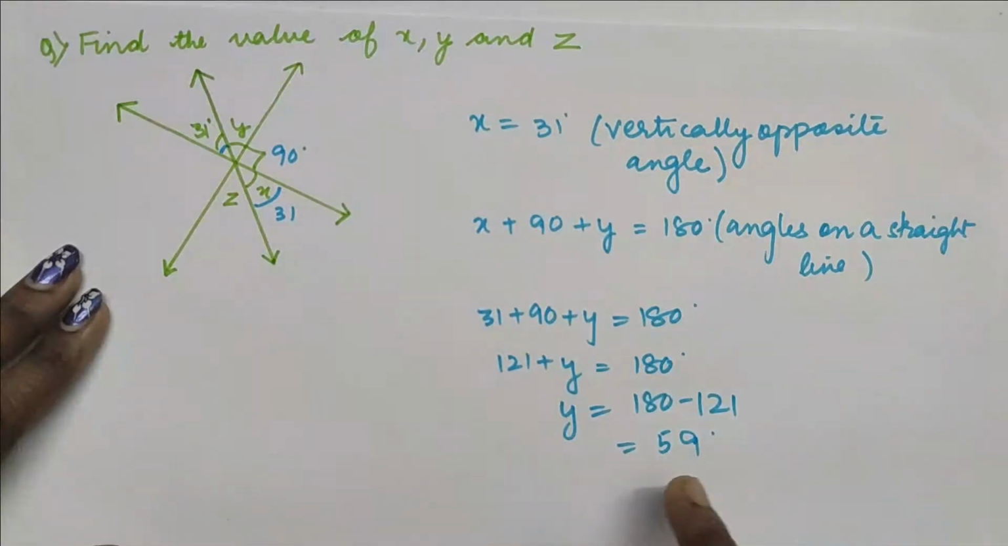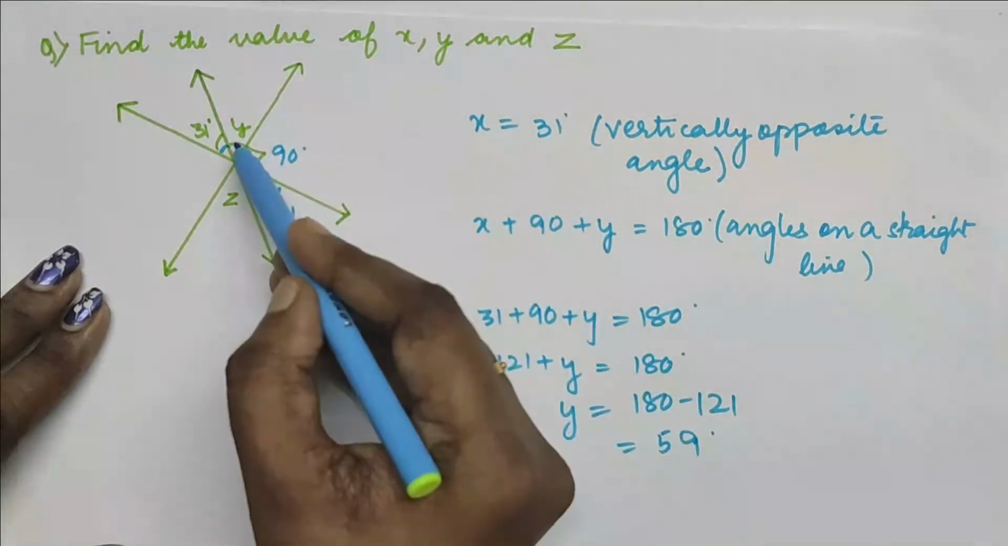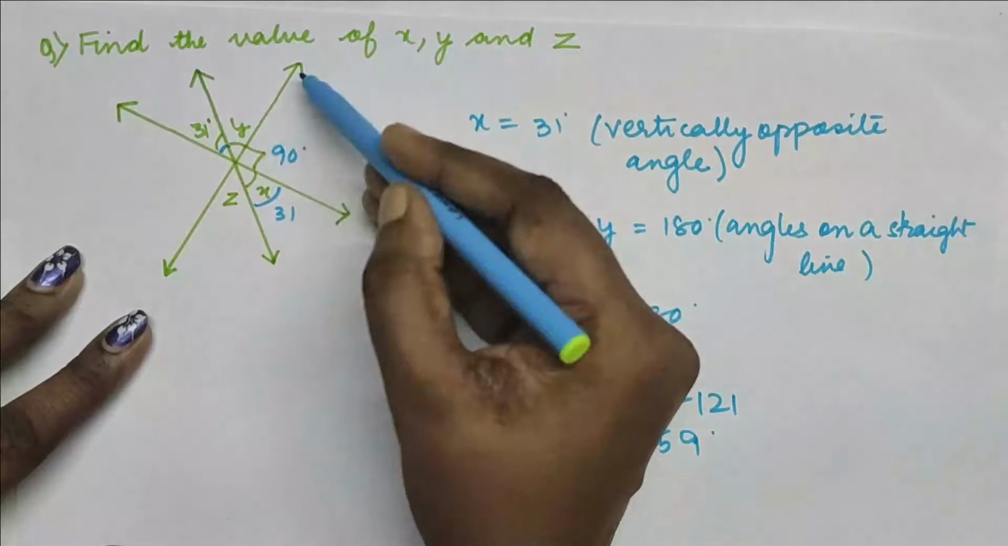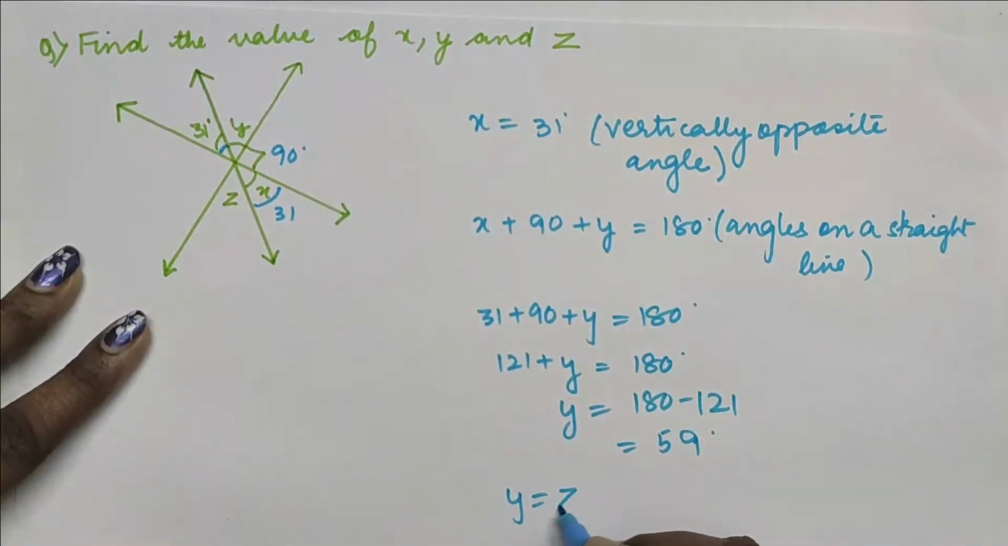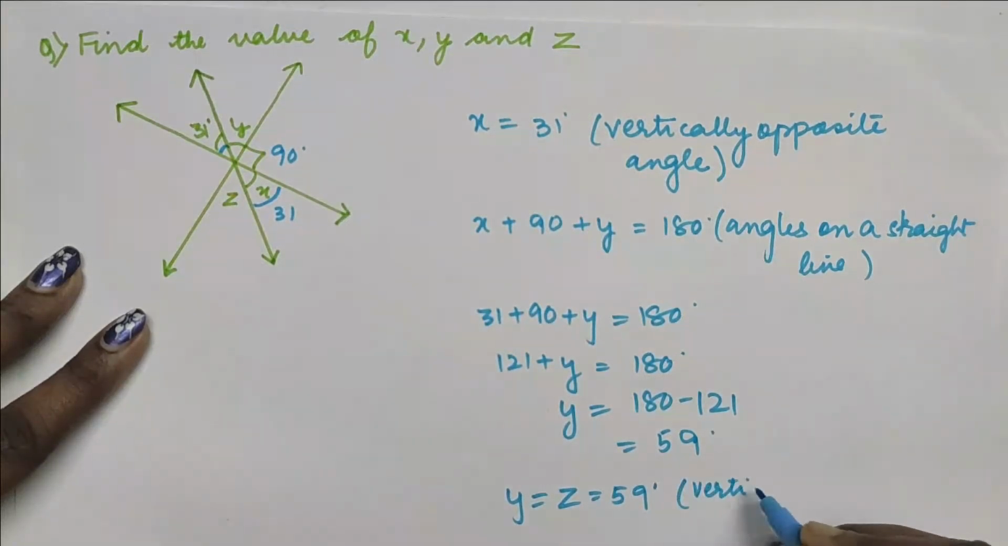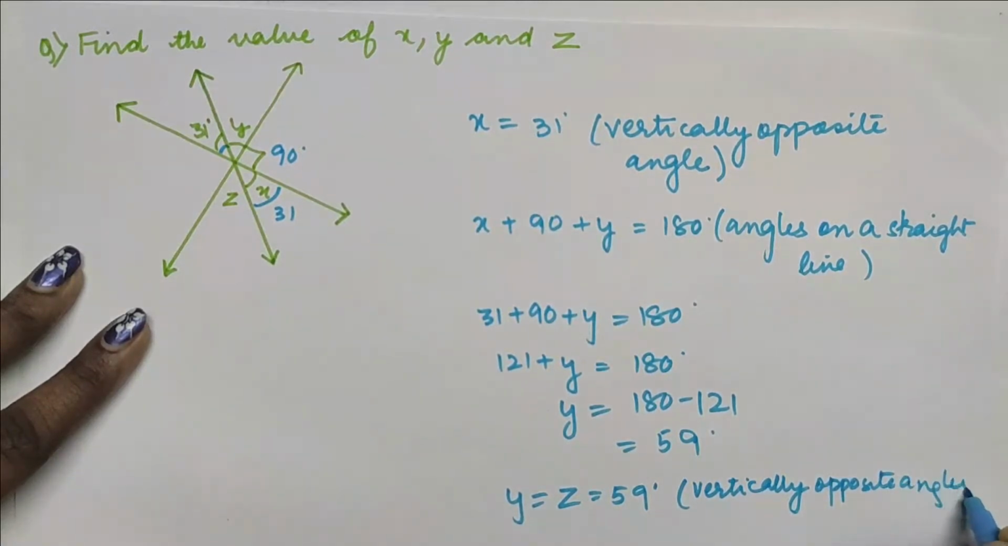So y becomes 59. And if you see that these two lines are forming the vertically opposite pairs, so y is equal to z is equal to 59. The reason being same again, vertically opposite angles. You have to carefully see which two lines are intersecting and then decide the vertically opposite angle.